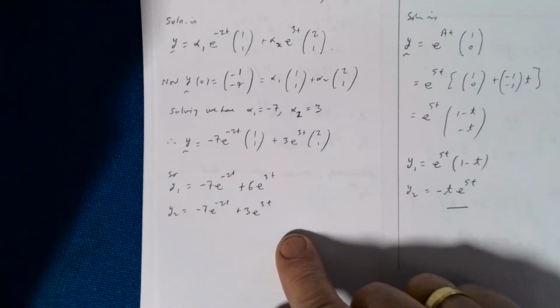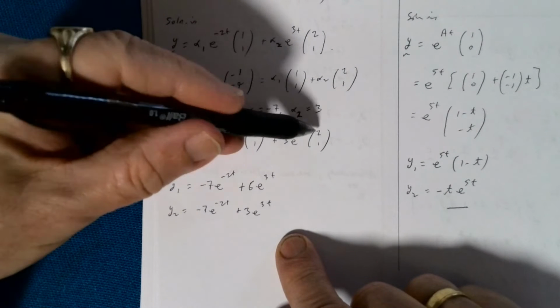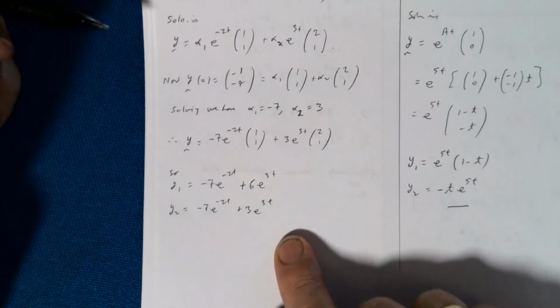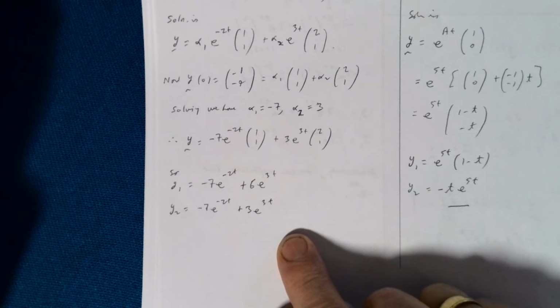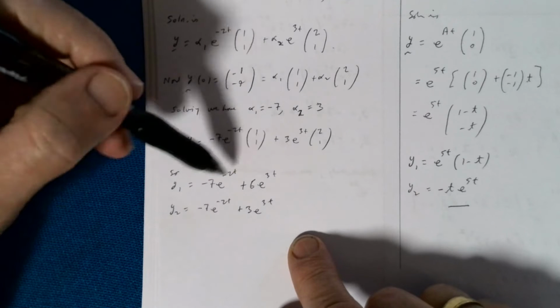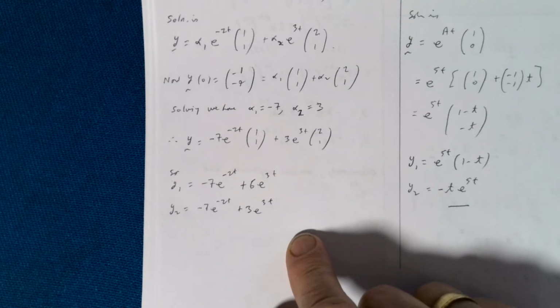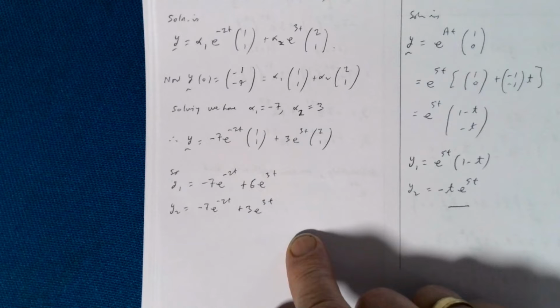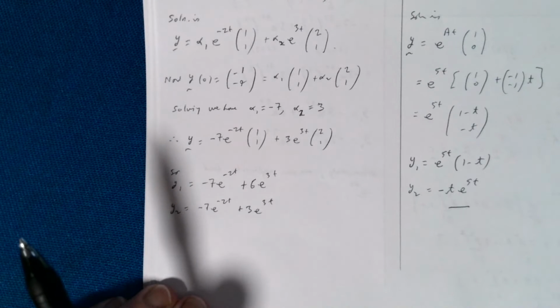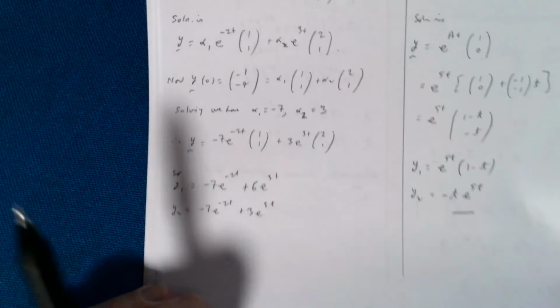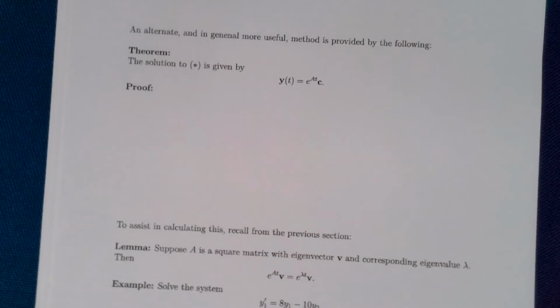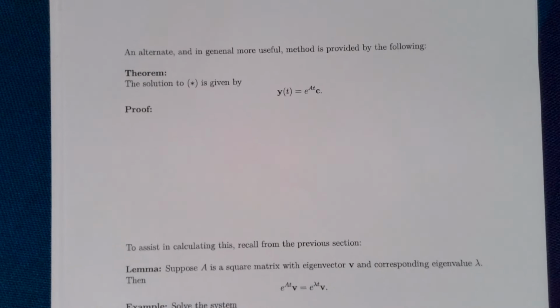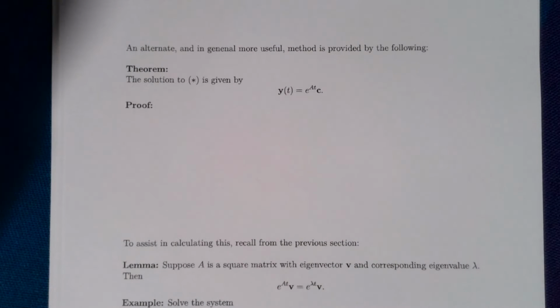And from that we can read off the top component, read off the bottom component, and that'll give me the y1 and the y2. So these were the two functions of t that I was looking for that satisfy the simultaneous differential equations. Now, an alternative method for this is to do the following, and it's actually much more general and more useful, in fact.